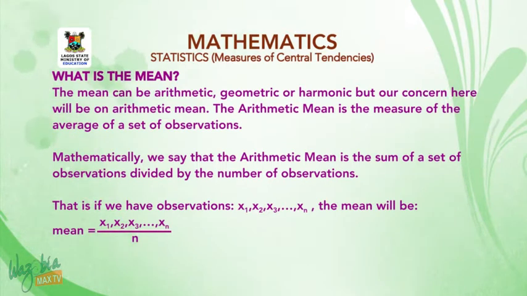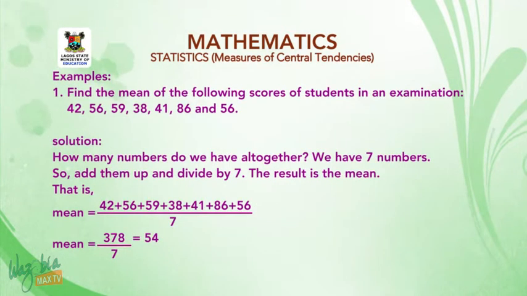That is, if we have observations x1, x2, x3, up to xn, the mean equals x1 plus x2 plus x3 plus up to xn, all divided by n. Let's take an example of such. Number 1, find the mean of the following scores of students in an examination: 42, 56, 59, 38, 41, 86, and 56.